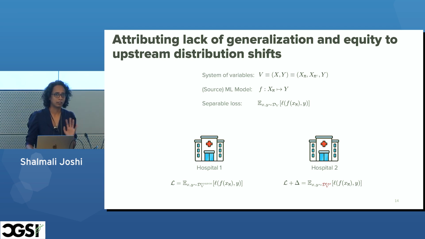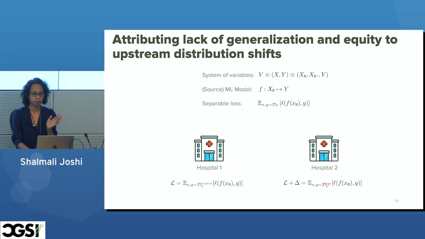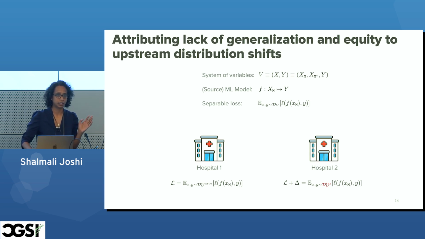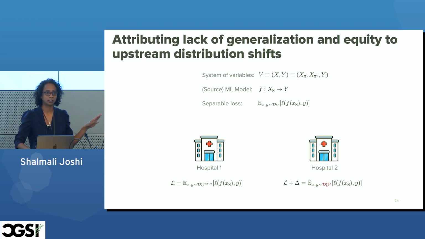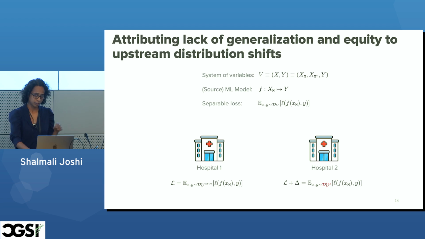So we have a system of variables, x and y. A subset of those variables is going to be used by the model to do the prediction. So in the X-ray task, the X-ray itself is the only thing that the model sees. Everything else, the patient demographics and insurance and which views were collected, all of that is not seen by the model. And the model is trained as is, and we care about the loss of the model.